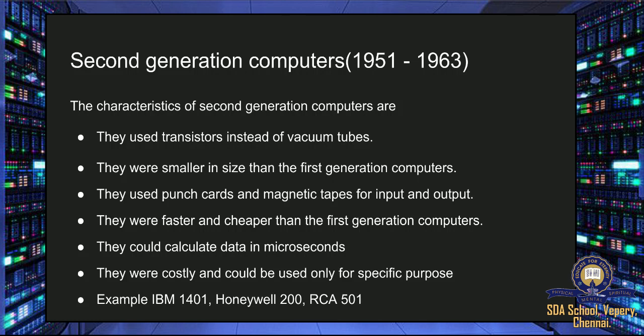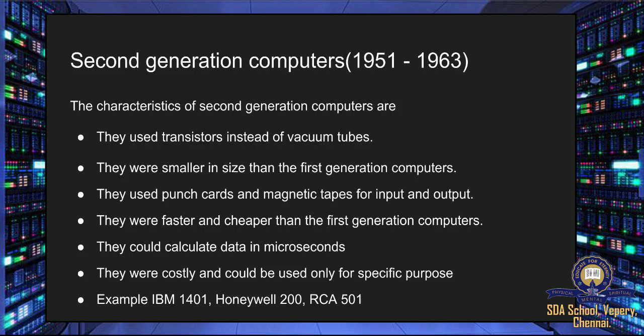The first generation computers were slow in speed, but here in the second generation they were faster than the first generation computers. They could calculate data in microseconds. The second generation computers can calculate data and informations in microseconds, whereas in the first generation they calculated data in milliseconds. The first generation computers were costlier than the second generation, and they could be used only for specific purpose, but here they were used for various purposes.